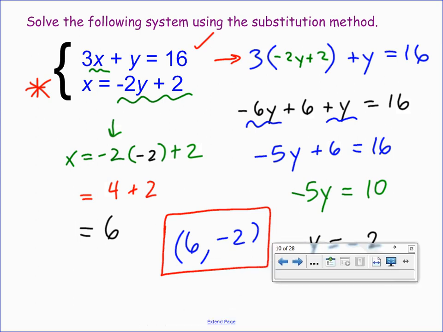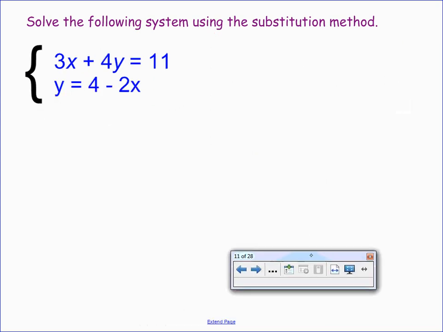Okay, then go ahead and show me you get it. Go ahead and decide which of these equations solve for which of the variables. You can check with your partner so long as you work quietly, and then we'll come back together. Show me that you get it. Let's use substitution to solve this one.